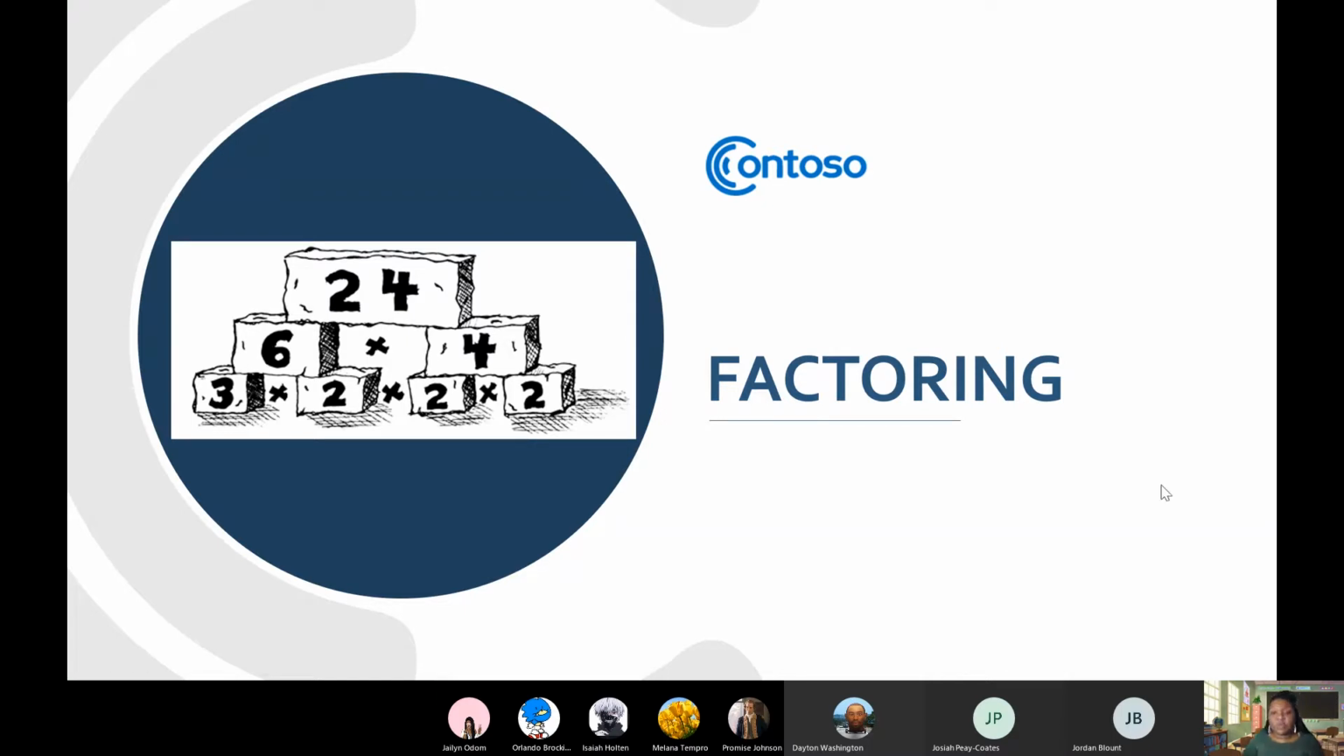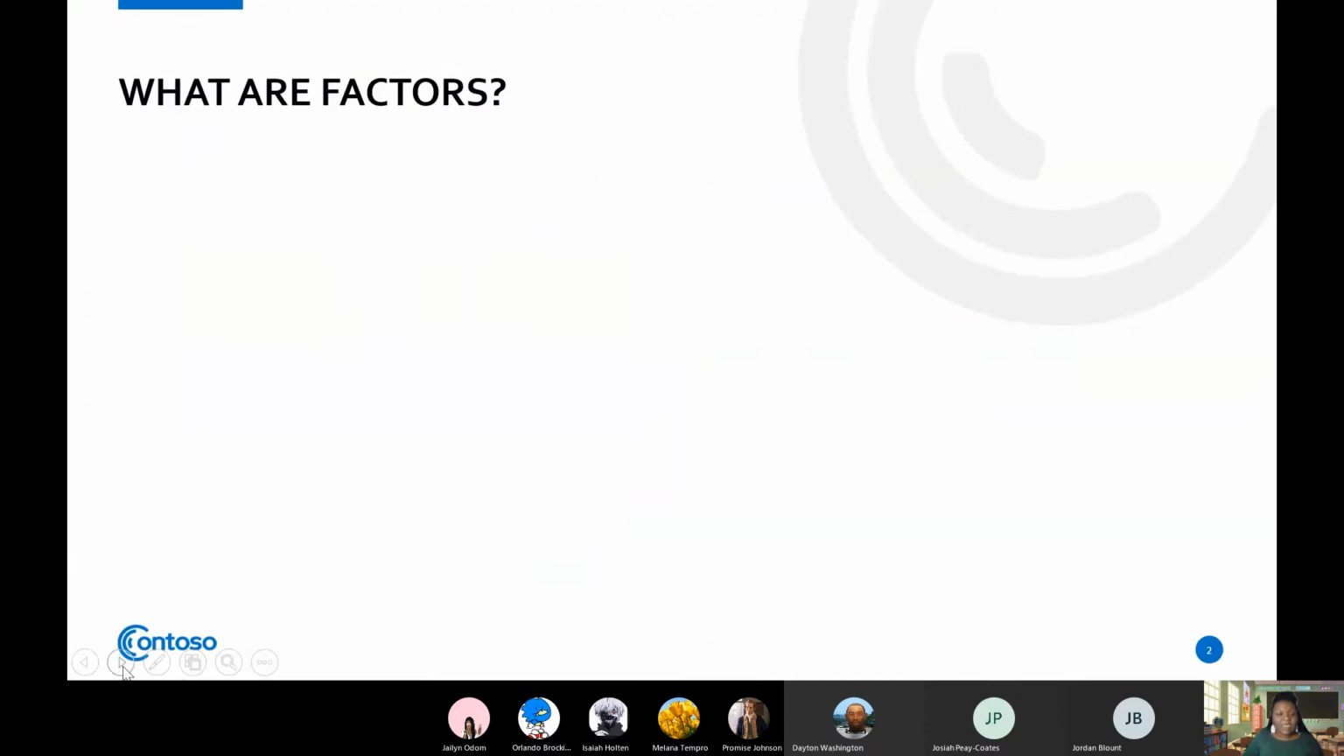So the first question we have is, what is factoring? Please write that question in your notes. What are factors? I'm sorry, wrong question. What are factors? Instead of me writing out a definition for you, let's get right into the nitty-gritty of it. We need to understand that a factor is what we see in a multiplication problem.